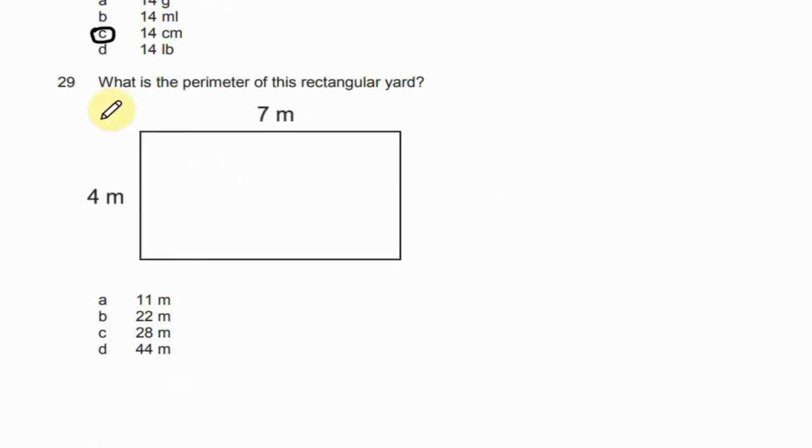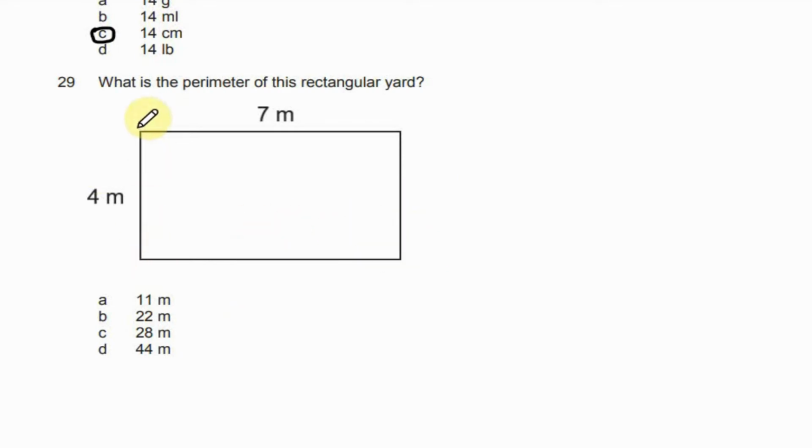All right, guys, now we're looking at question 29. What is the perimeter of this rectangular yard? Fair enough. So we can obtain the perimeter by simply adding up the length of all the sides. Now what do you observe here, guys? Yes, this side and this side right here are missing, but they are quite easy to obtain actually.